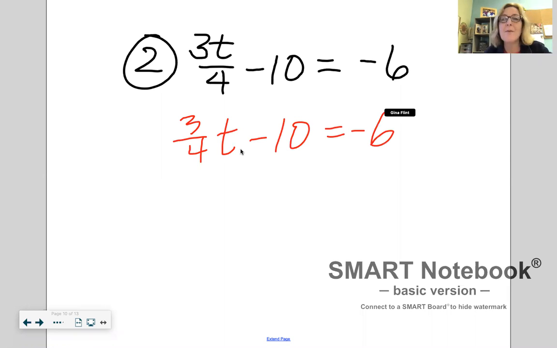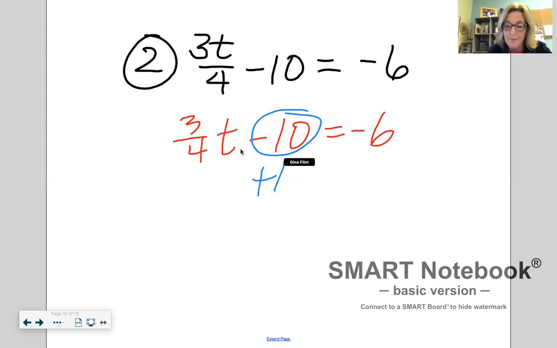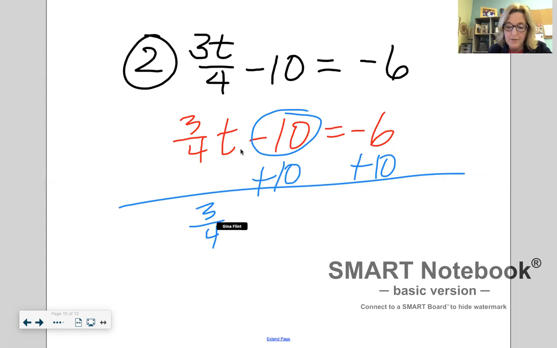Okay, same thing. We have to undo addition and subtraction first. We have this minus 10 here. So we undo that by adding 10 to both sides of the equation. So we have 3/4 t is equal to -6 plus 10, which is +4.